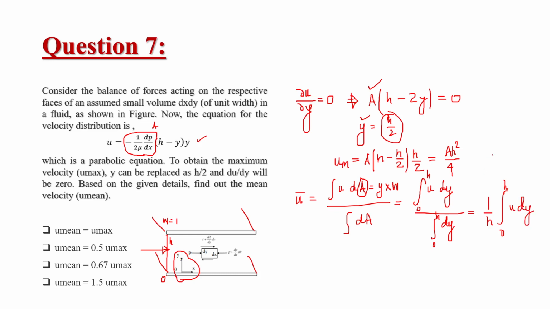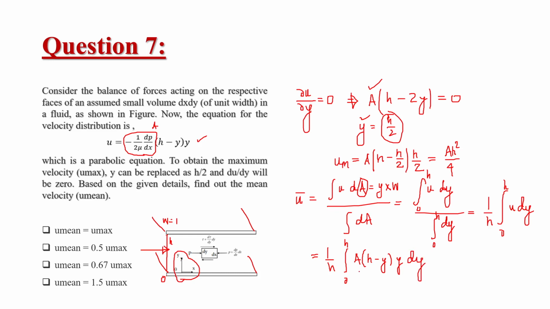Consider the balance of forces acting on the respective faces of an assumed small volume dx dy of unit width in a fluid as shown in the figure. You can see the figure, and this is a unit width. That means if we extend it, it's a unit width, and we have a small volume which has dimensions dx and dy. Now the equation for the velocity distribution is given by this.